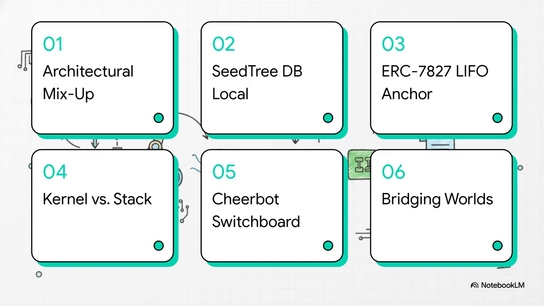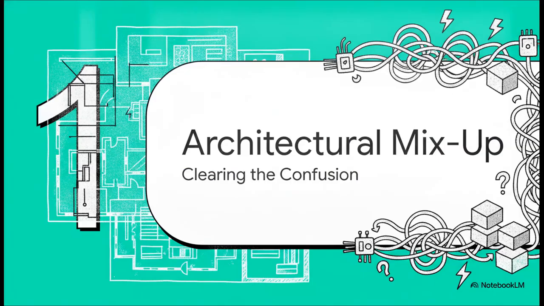Here's our roadmap for today. We'll start with the architectural mix-up. Look at SeedTreeDB as the local engine, move on to ERC7827 as the LIFO anchor, disambiguate the kernel versus the stack, check out the cheerbot as the physical switchboard, and finally, wrap it up by bridging the physical and digital worlds. All right, Section 1, the great architectural mix-up.